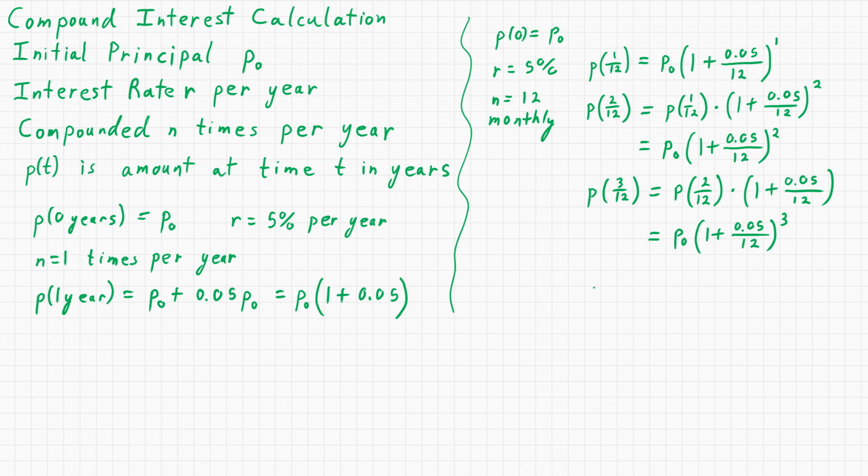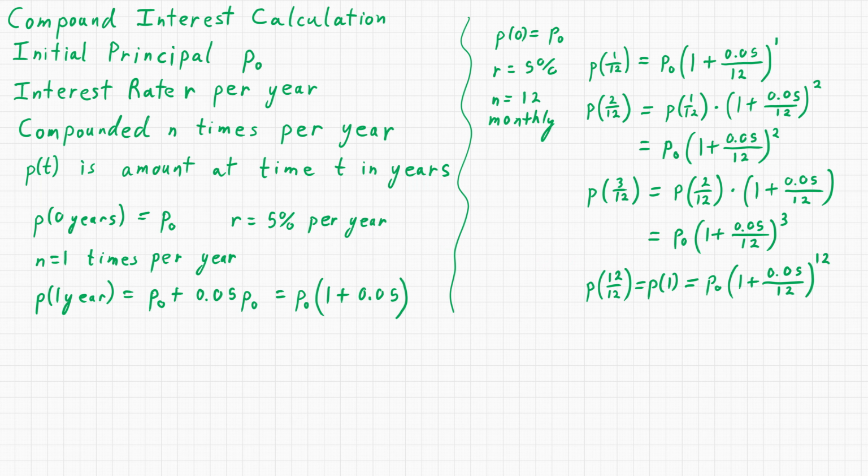All right, so if you continue that down, you'll end up with P of 12 twelfths, right? So we did this 12 times, so that's P of 1 year. It's going to equal P naught times 12 compoundings, one for each month. So 1 plus 0.05 over 12 to the 12th. All right, so that's compounded monthly.